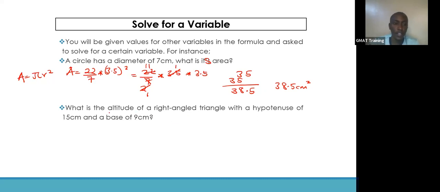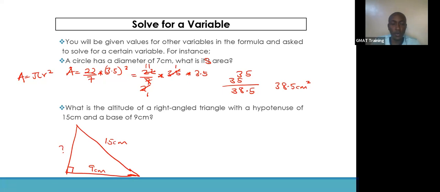All right, let's look at this other question. What is the altitude of a right angle triangle with the hypotenuse of 15 centimeters and a base of 9 centimeters? In this particular case, the triangle looks like this. This is what I want you all to see. You have the right angle like that, and the hypotenuse is 15 centimeters. And we are asked about the altitude, given that the base is 9 centimeters.